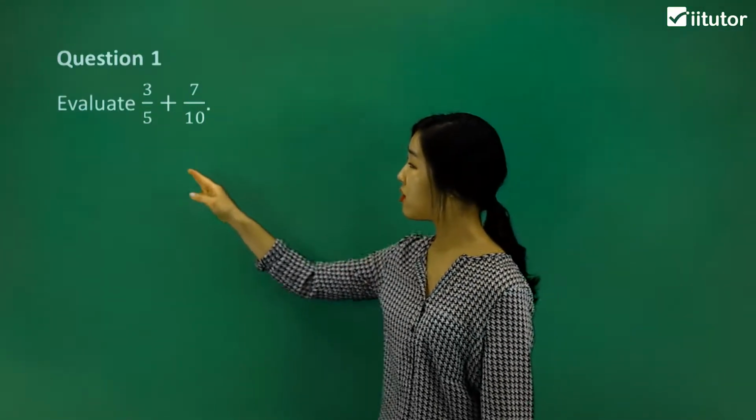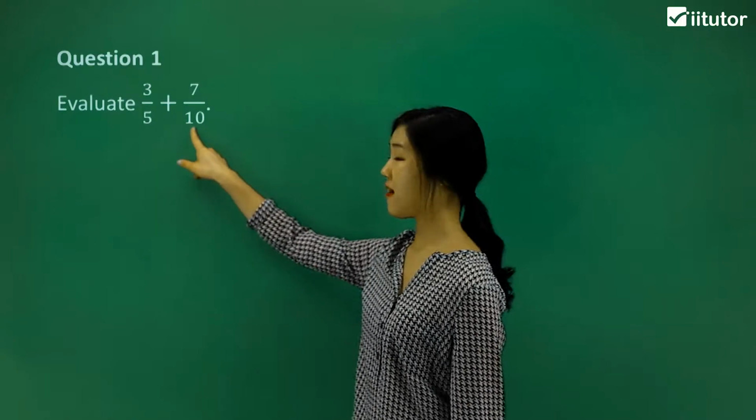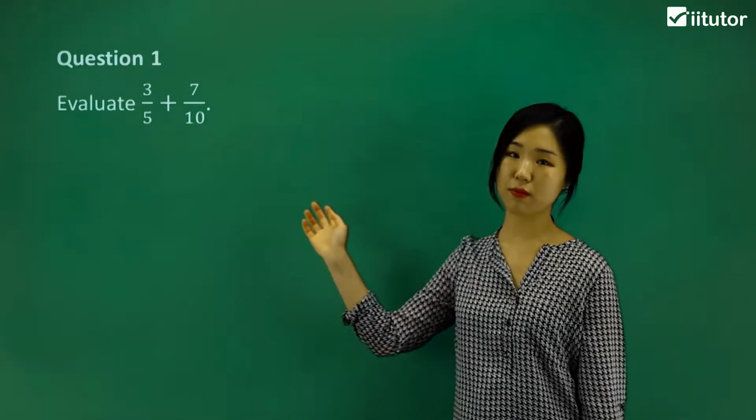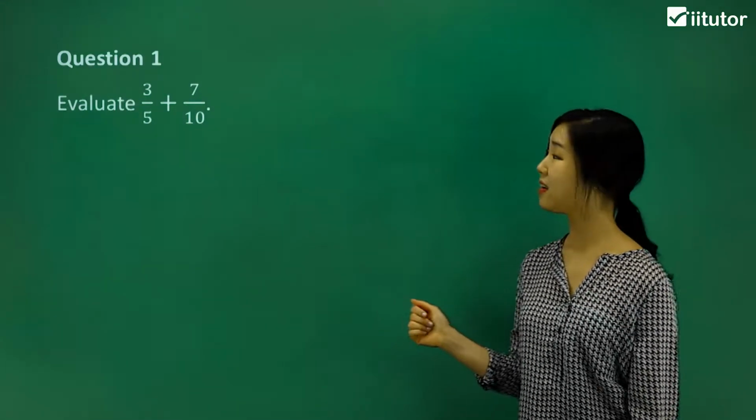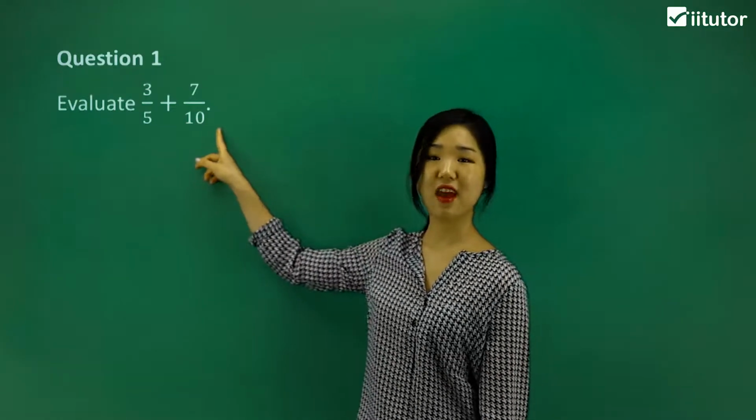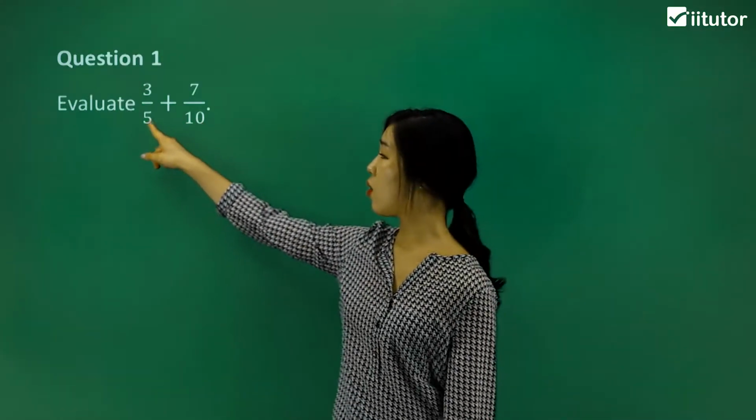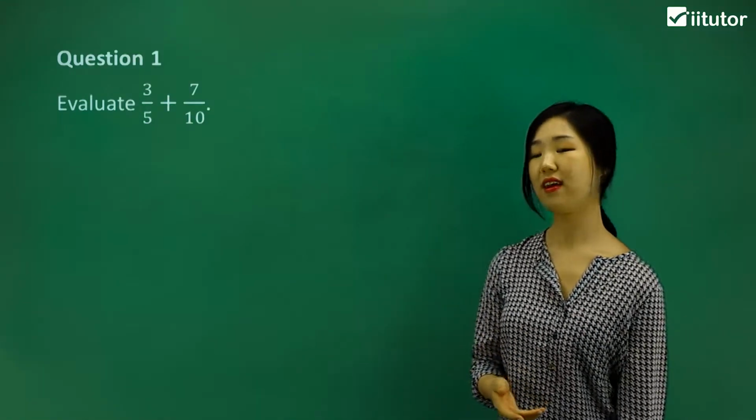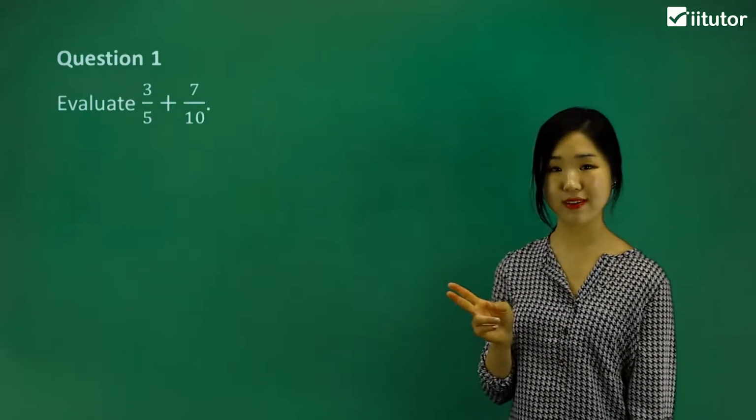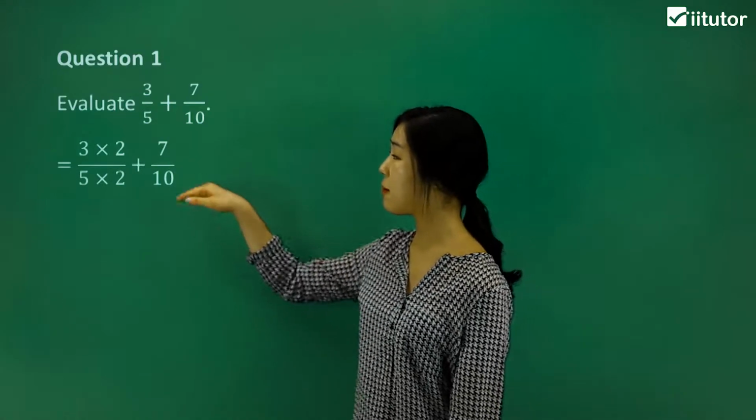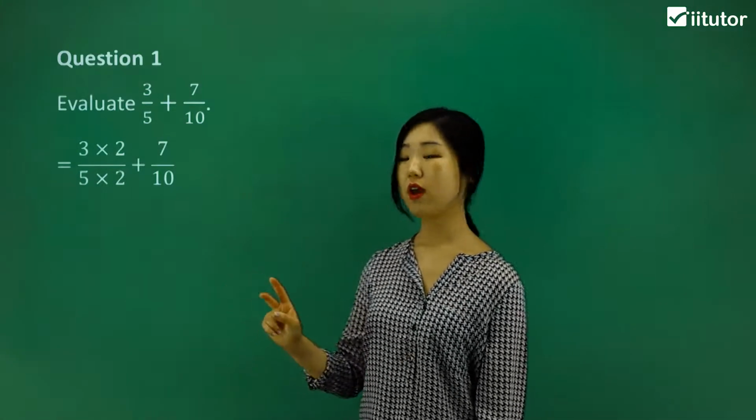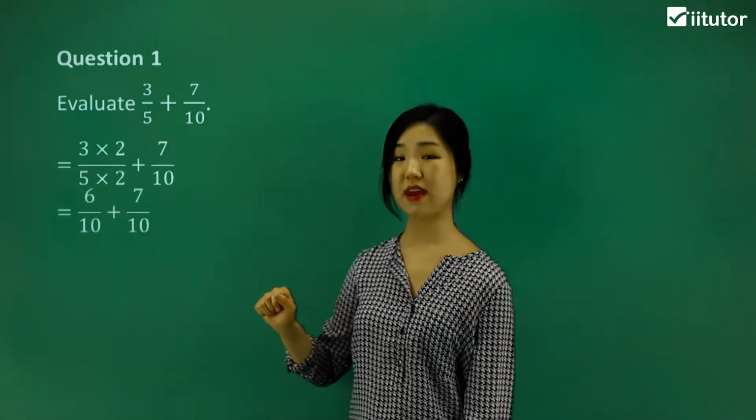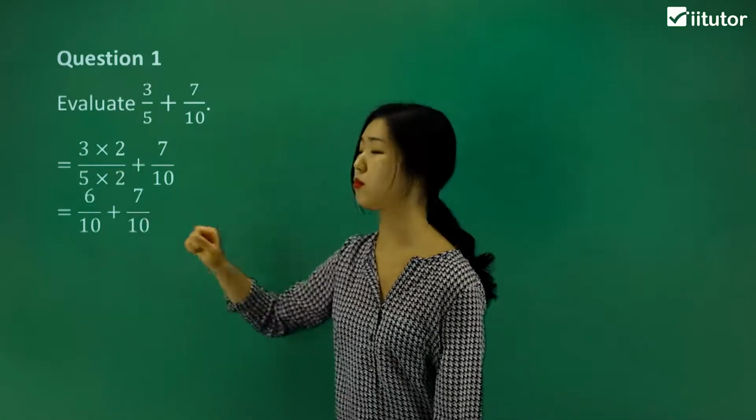In this question, the denominators are 5 and 10. What is the lowest common multiple of 5 and 10? It's going to be 10, isn't it? But this one's already 10. So all we have to do is work with the first one to make the denominator 10. I know that 5 times 2 is 10, so I'm just going to multiply the top and bottom both by 2. Then the denominator will be 10 and the numerator 3 times 2 will be 6.